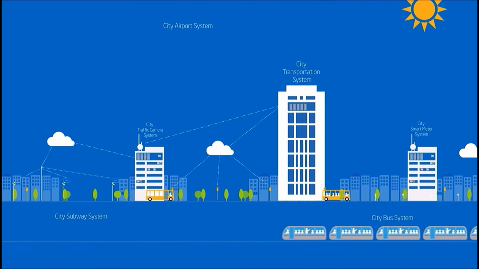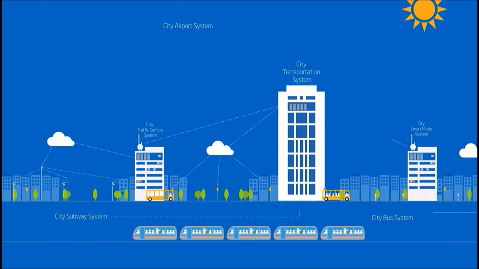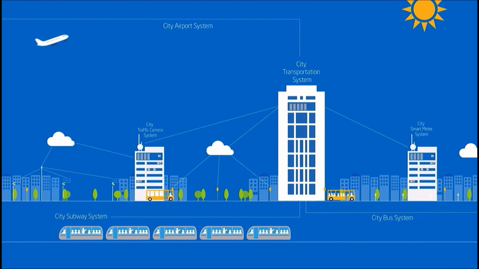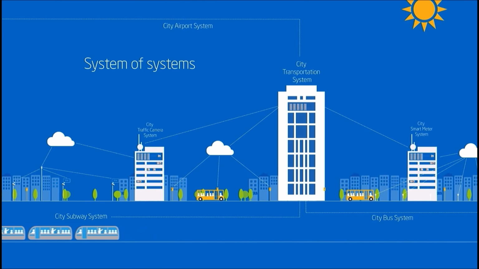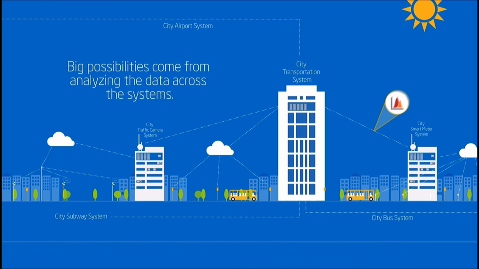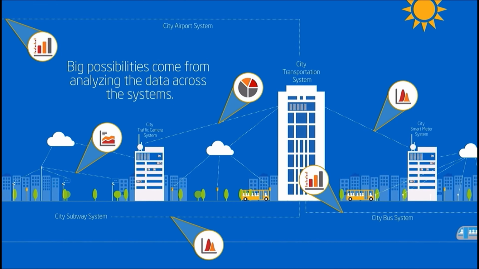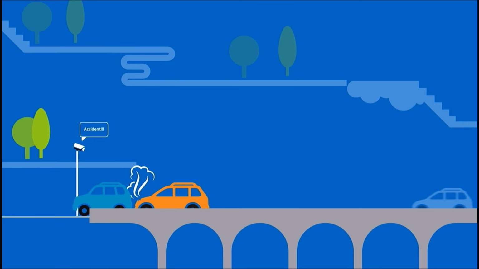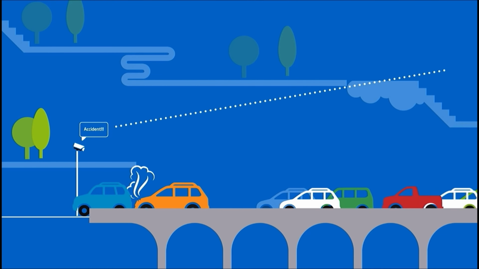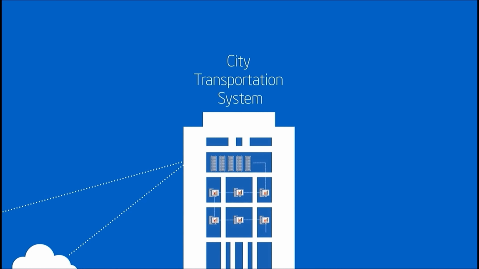Now, imagine that intelligent traffic system connected to other citywide transportation systems, which get data from their own intelligent devices, creating an ever larger intelligent system of systems. The really big possibilities come from analyzing the end-to-end data across that system of systems. For example, let's say the city's intelligent traffic system detects massive congestion due to an accident. That insight can be sent to the citywide transportation system, which can analyze the accident's impact on other city systems.